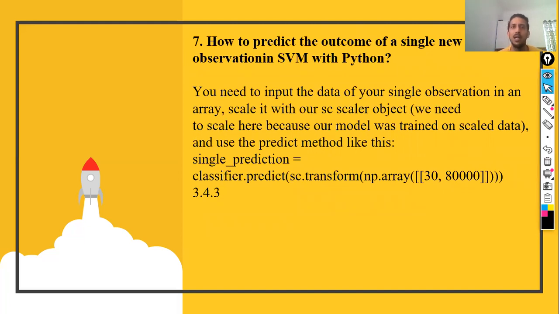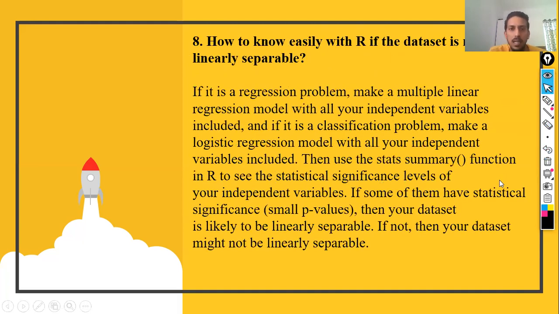Now, how do you predict the outcome of a single observation in SVM with Python? In order to do that, as you can see, you have predict, transform, NP array, and you can give your values here. And this is done by using the method predict. Whenever you do this using SC, that is standard scaler, because we need to scale our values in the model, then you would notice that you will have predictions for a single observation in Python.